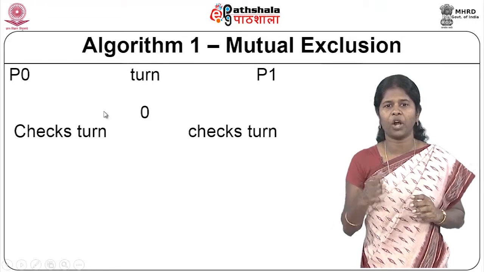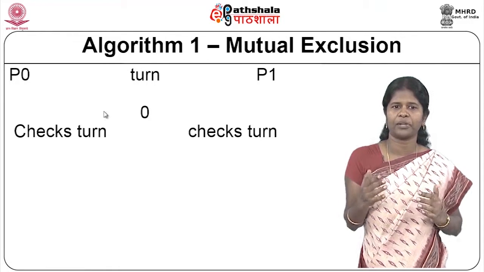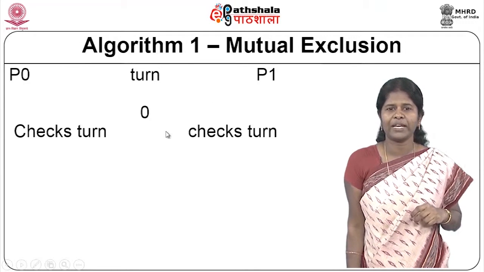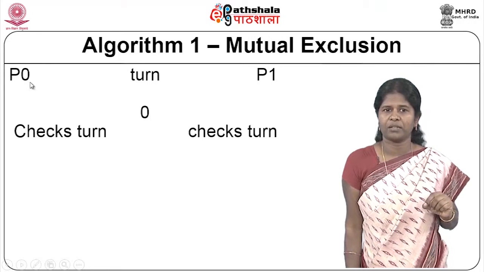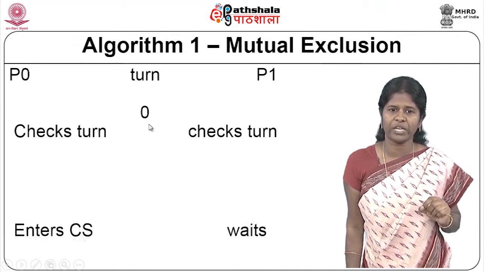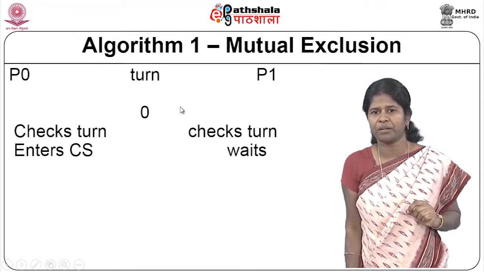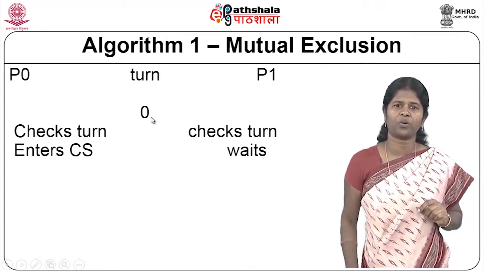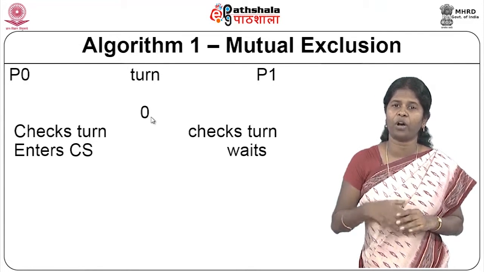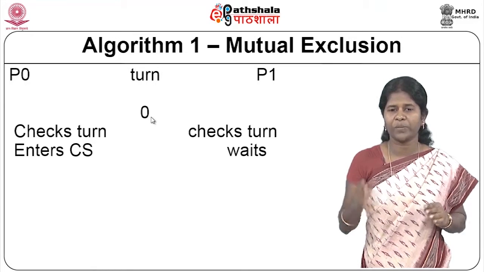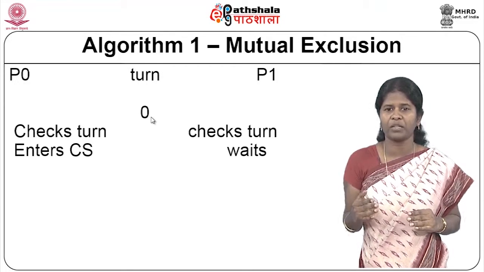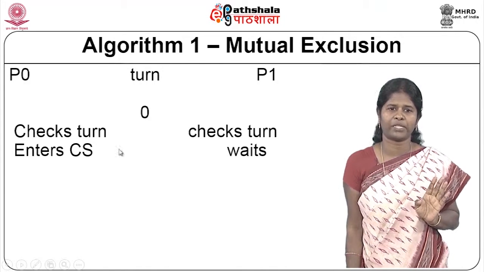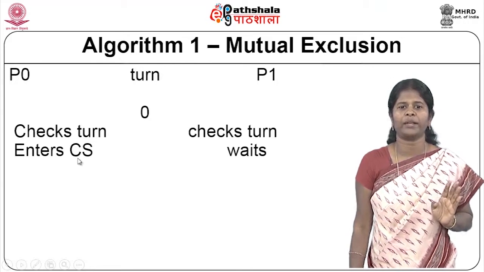So "while turn not equal to i" is a statement that is executed by P0 as well as by P1. P0 finds that the value of turn is equal to 0, so P0 can enter the critical section. But when P1 checks the value of turn, it finds that the value of turn is equal to 0 and is not equal to i. What is i for P1? It is equal to 1. So the value of turn is not equal to 1 for P1. So it checks this common variable turn, finds it to be 0 and just keeps on waiting. At the same time, P0 enters the critical section.